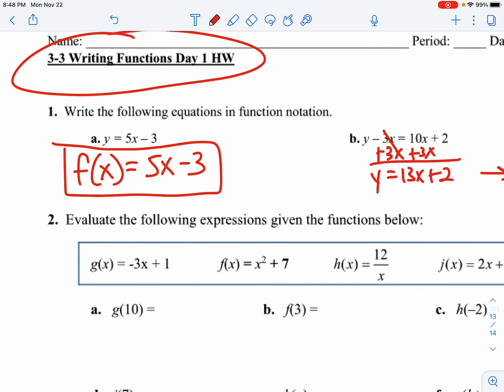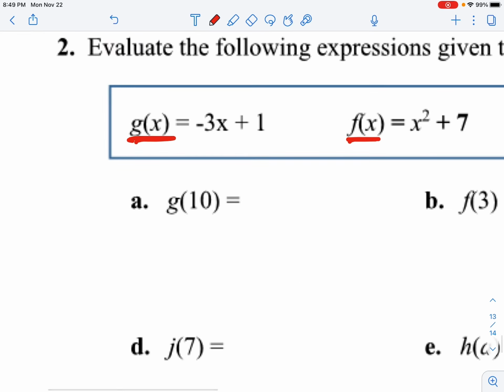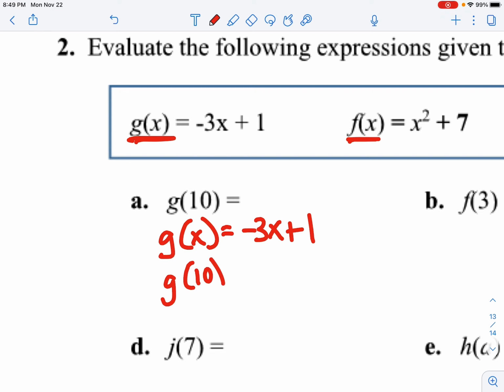All right. Evaluate the following expressions given the functions below. So they give us actually 4 different functions here: a g function, an f function, an h function, and a j function. Basically, whatever letter you see in the problem, that's the function you plug it into. So g of 10, g parentheses 10 means plug the 10 into the g of x function. So g of x, and you don't have to rewrite this, but I'm going to. So g of x is equal to negative 3x plus 1. So g of 10 just means replace the x with 10.